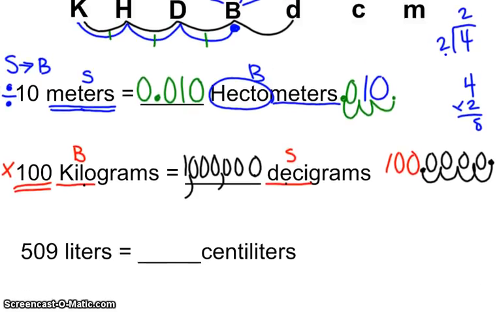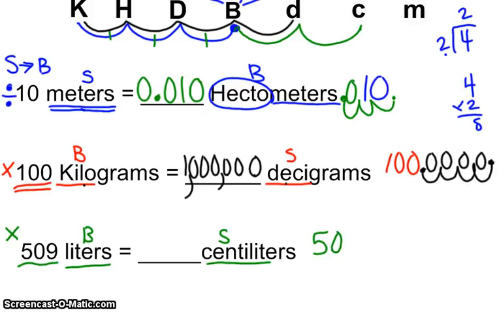Can't get rid of my King Henry. Okay, we're starting at 509 liters, and we're going to centiliters. Let's see, liters is my base. Centiliters, we're going big to small, and we're going to travel 1, 2 places to get there. So big to small, we're going to multiply. All right, so I know my number's going to get bigger. I'm going to take this 509 and put it over here so I don't crowd myself. Don't do that in math. You're liable to mess it up.